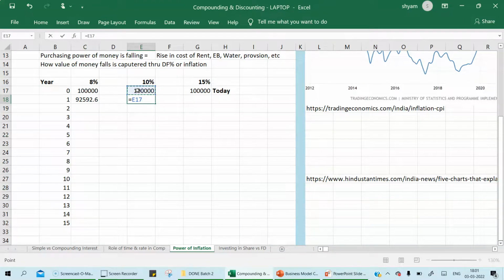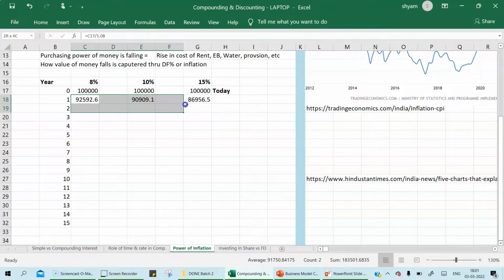Let's check the same for the others. It's 1 lakh divided by 1.1 because it's 10%, so it falls like this. And in the 15% scenario it will be the previous number divided by 1.15. So you can see here, even for a 1 year period, the higher the inflation rate, the lower the value of money falls, from 92,000 to 90,000 and 86,000.